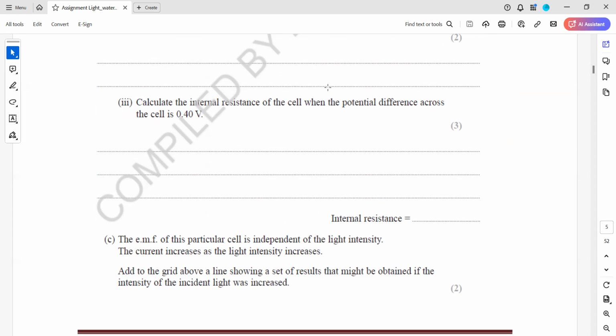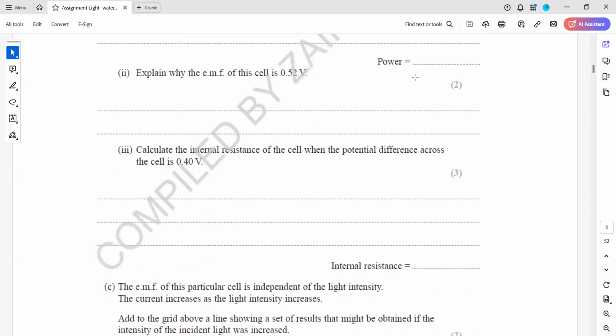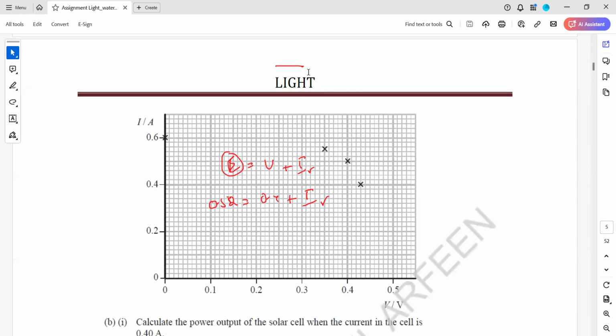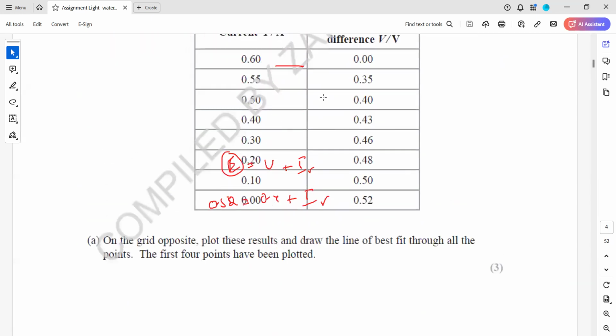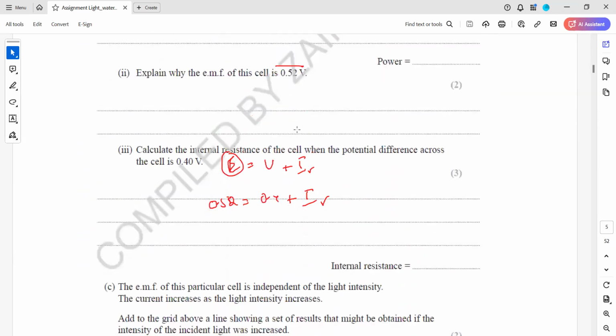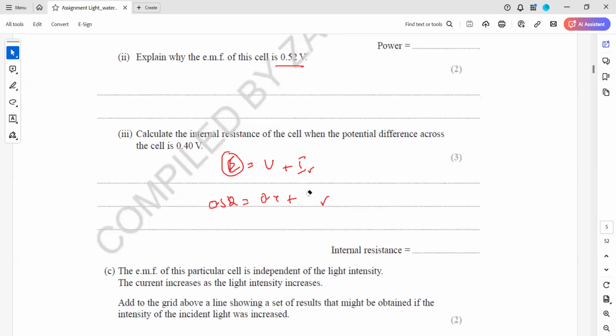Calculate the internal resistance when the potential across the cell is 0.4. So we have the formula EMF equals V plus IR. EMF is 0.52, V is 0.4. What about I? When the voltage is 0.4, how much is the current? You can use the table. When the voltage is 0.4, the current is 0.5.